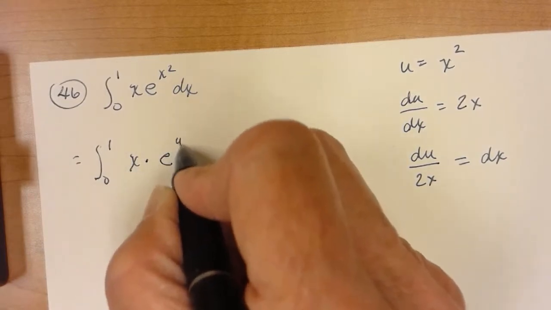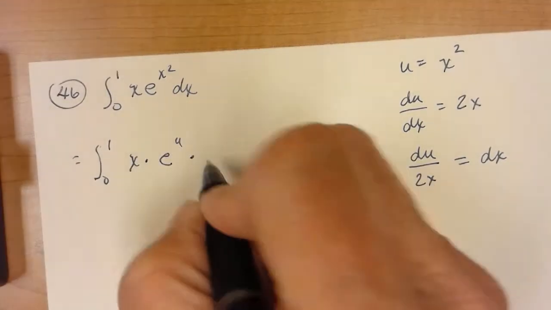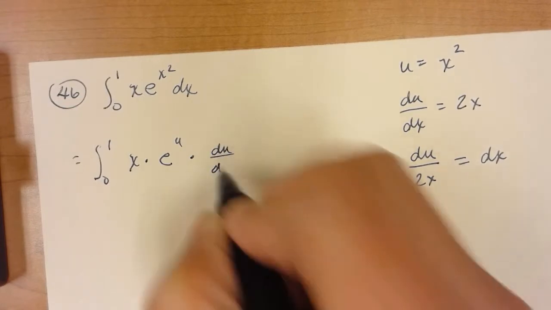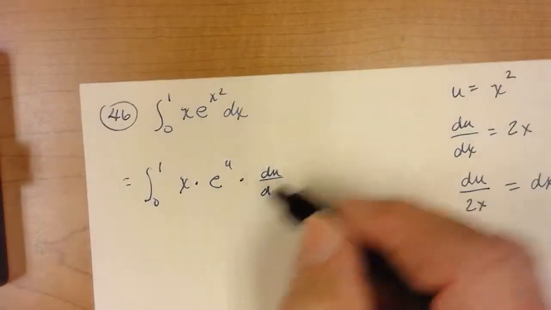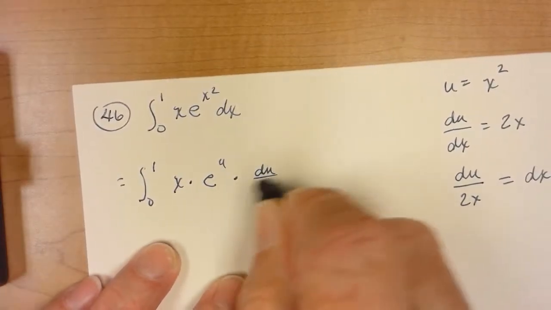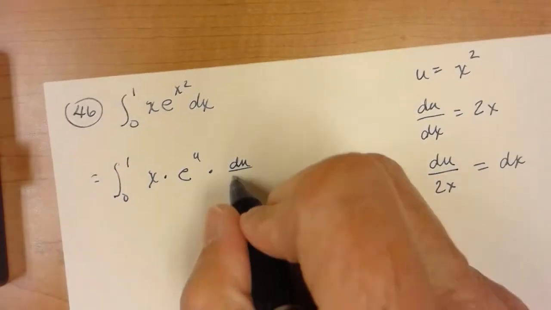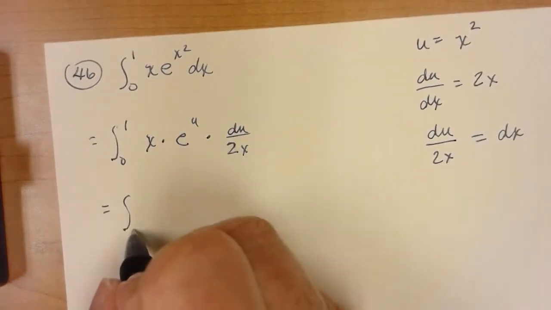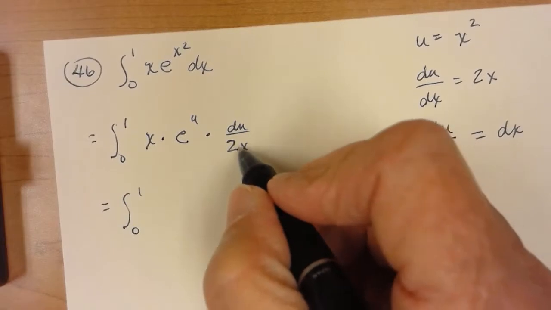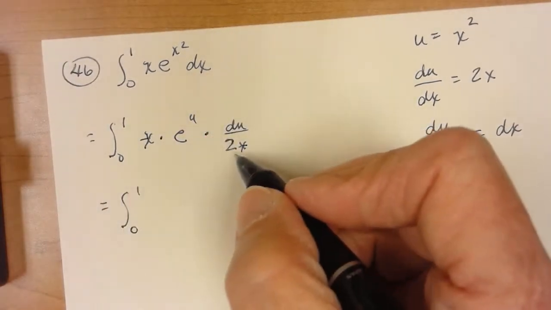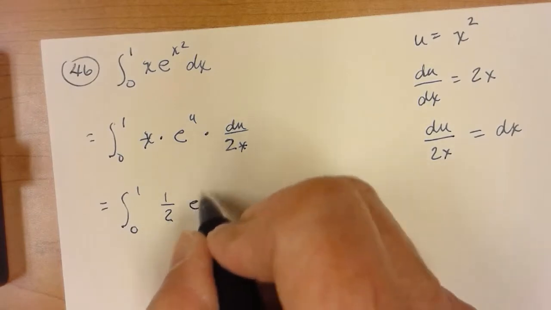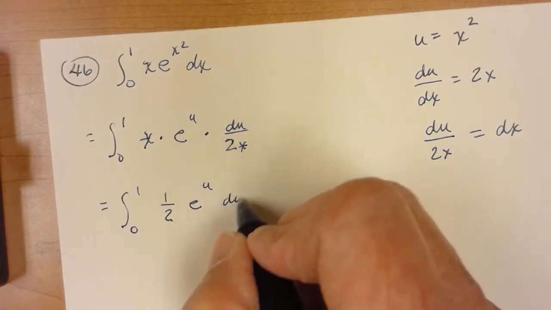that would be e to the u times that du over 2x. Whoopsie. And now I'm going to clean up. Notice the x's eliminate, but the 2 is in the denominator. It must stay there. So that would be 1/2 e to the u du.